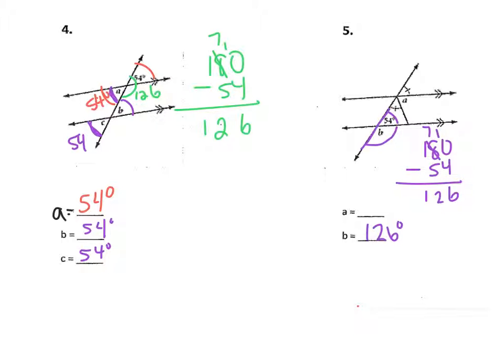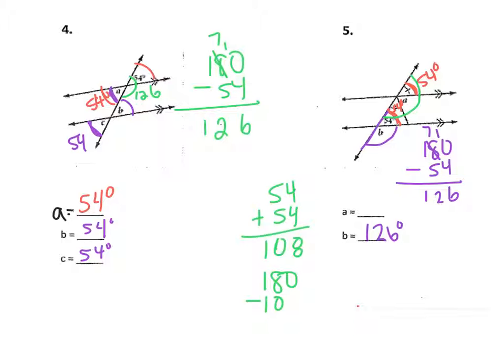Then this 54 angle looks the same as this angle here, so that's 54 degrees also. And they're telling you that this little chunk is the same as that, so that's 54 degrees. And the whole thing makes a straight line, which is 180 degrees. So if we add 54 plus 54, we get 108. And then if we do 180 minus 108, that will tell us how many are left over for this chunk right here, which is 72 degrees.